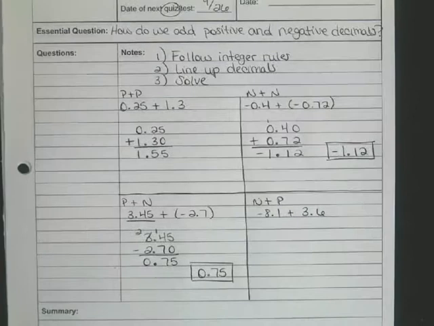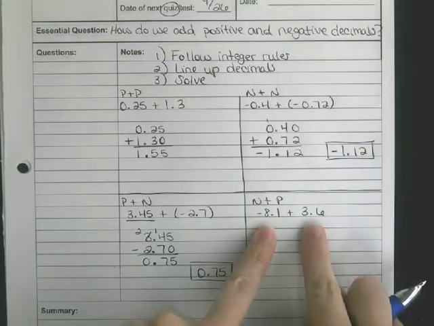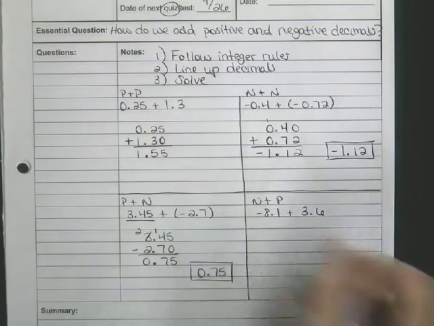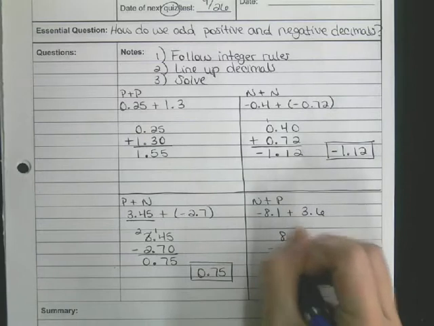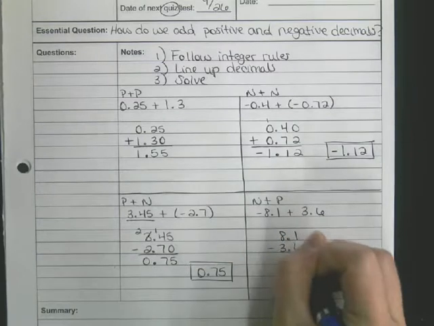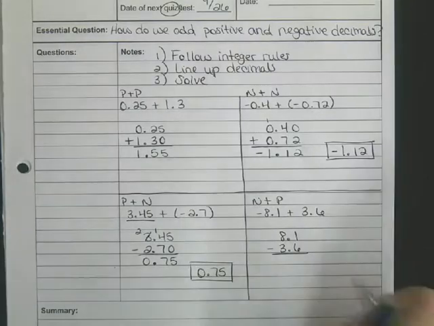Over here, we have a negative plus a positive. Again, it's going to work the same way. We're going to take the bigger number minus the smaller number, and then the answer is going to be the same sign as the bigger number. So I have an 8.1 and a 3.6. 8.1 is bigger than 3.6, so I'm going to do 8.1 minus 3.6. I've got my decimals lined up, and then I'm just going to subtract.